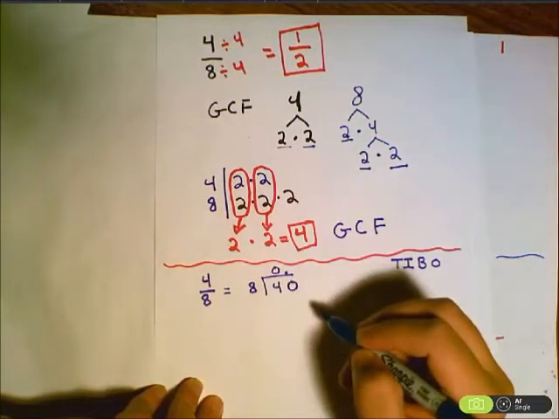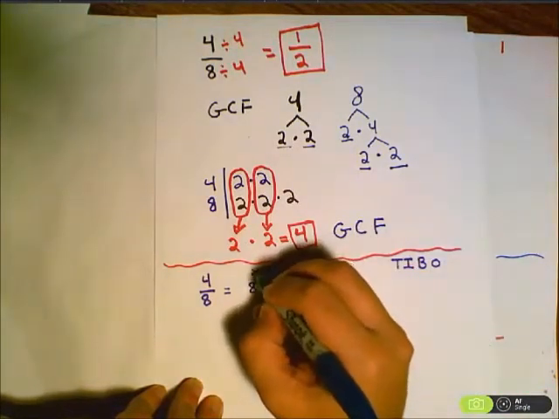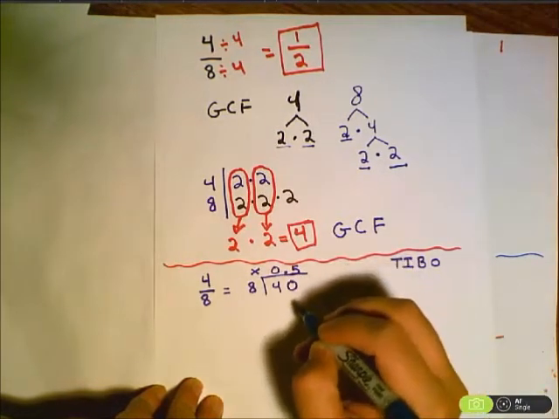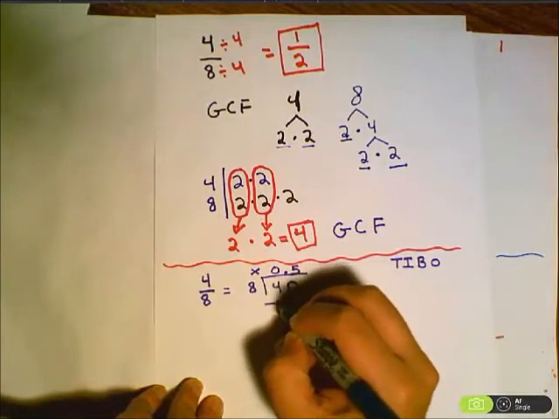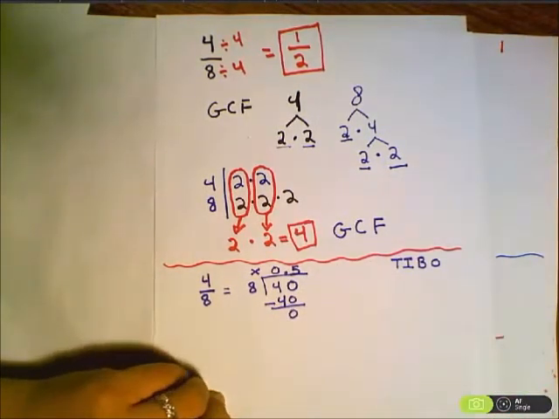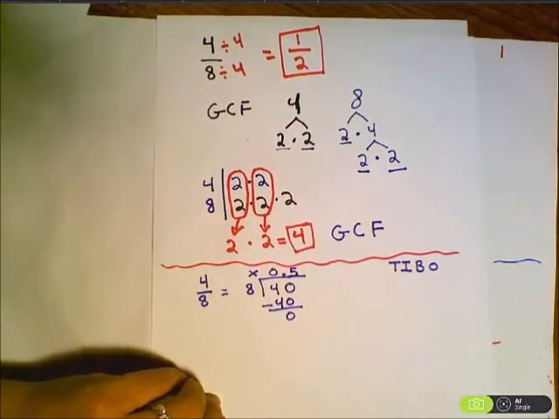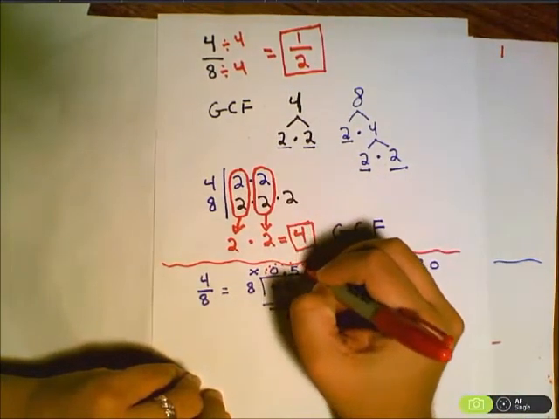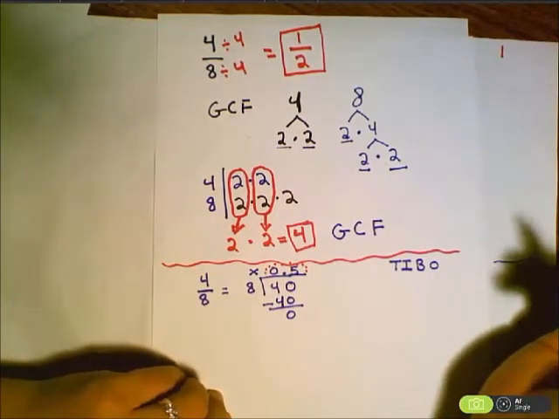Can 8 go into 40? Sure it can. 8 times 5 is 40. So now we have 40 minus 40 is 0. Now what I want you to do is remember this value right here. Remember that value there.